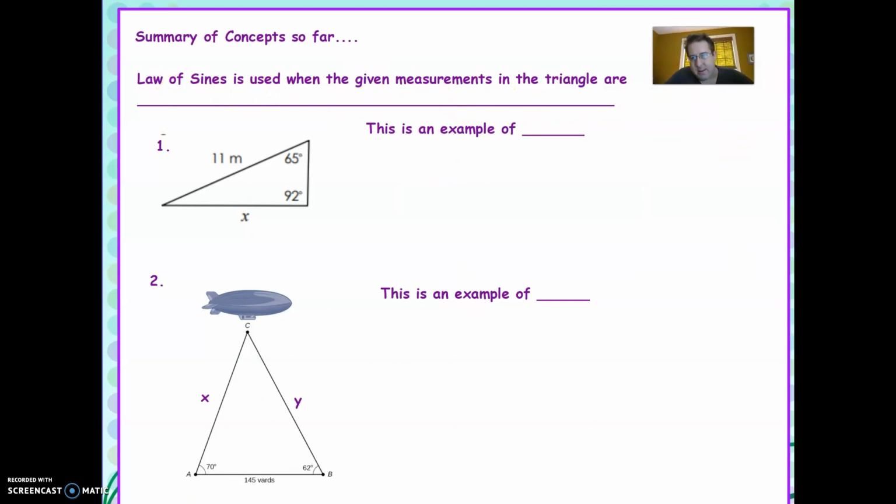So law of sines is used when you have angle, angle, side. So this is an example of angle, angle, side. So we have an angle, a next given angle, and the next side. So we know that sine of 65 over x equals sine of 92 over 11. Cross multiply here. So 11 times sine of 65, divide that answer by sine of 92, and that will give your answer of x.